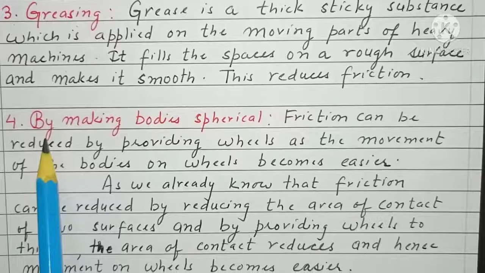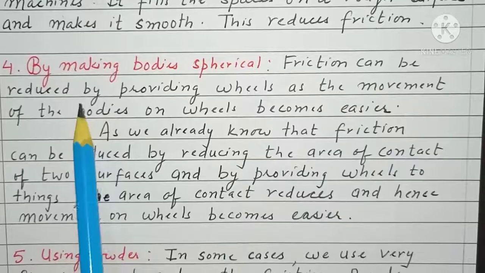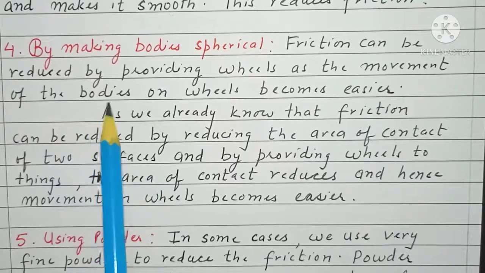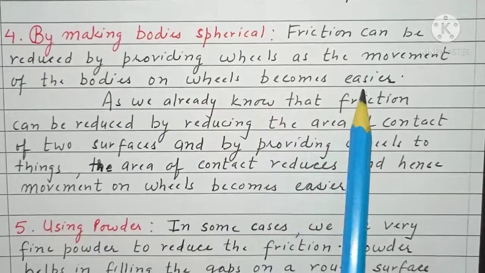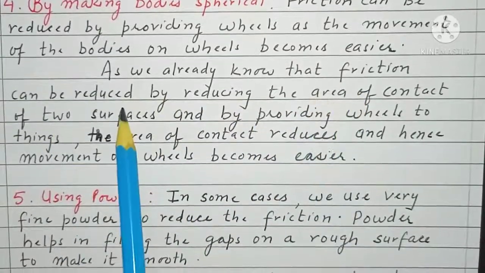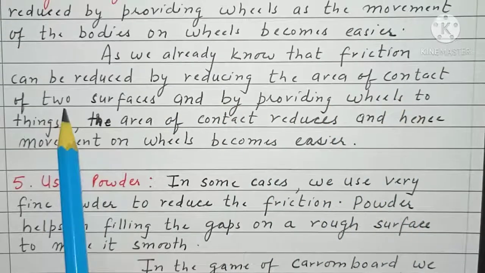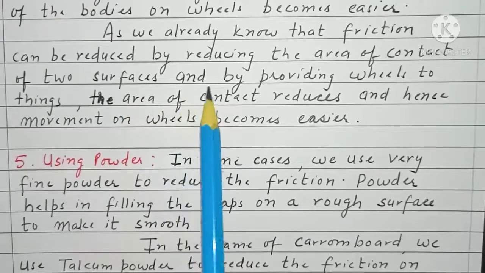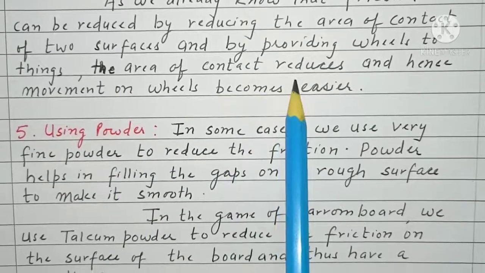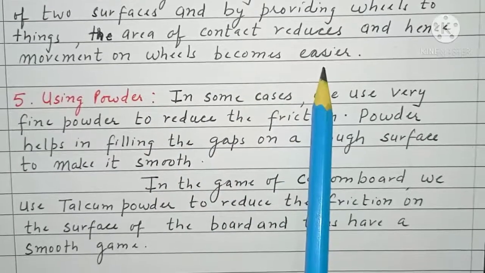Number 4, by making the bodies spherical. Friction can be reduced by providing wheels, as the movement of the bodies on wheels becomes easier. As we already know that friction can be reduced by reducing the area of contact of two surfaces and by providing wheels to things. The area of contact reduces and hence movement on wheels becomes easier.